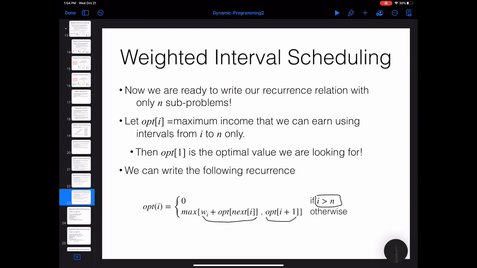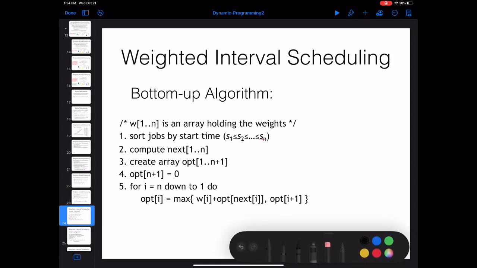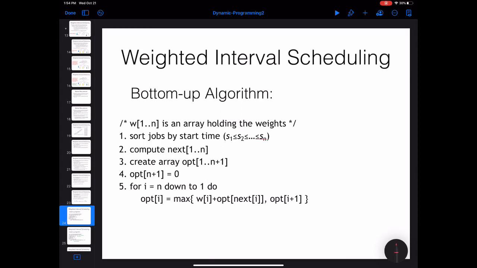If I want to write down this recursive algorithm in the form of complete pseudocode, it will be something like this: you sort all the jobs first based on their starting time. You calculate the next of i for all the jobs after you sort them. And then I'm going to create this array to keep the solution for all subproblems.